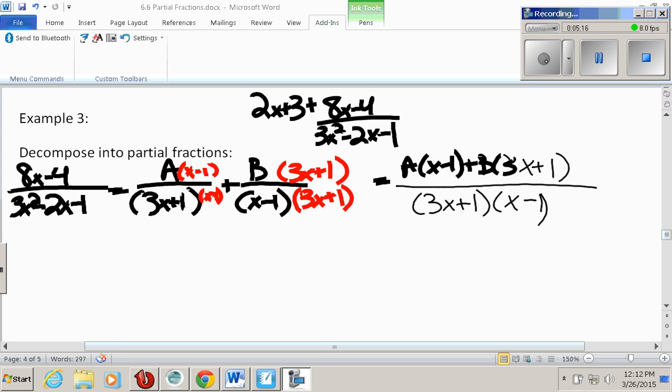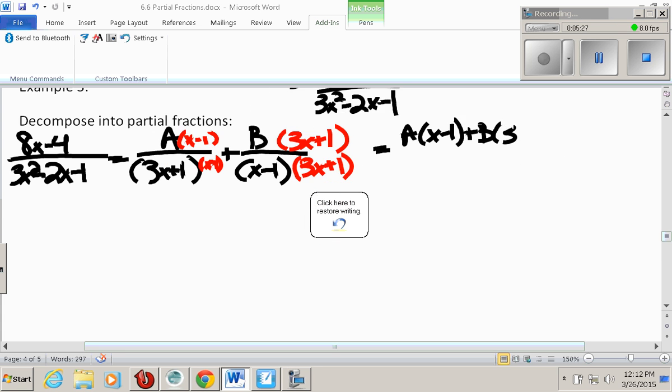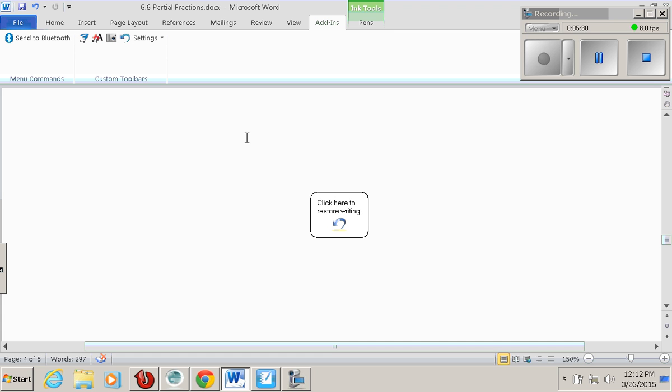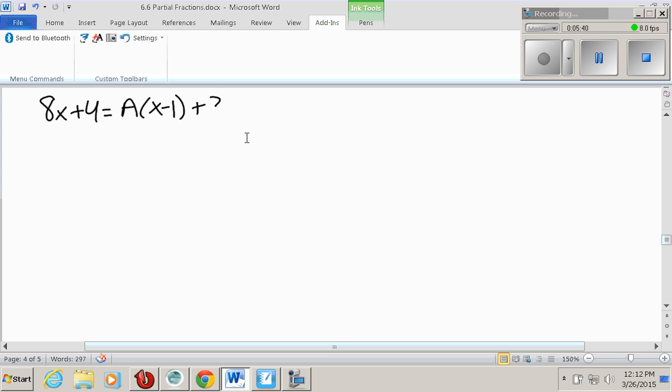Okay, so now that we have this, apologies for how this looks. We're going to delete it in a second. We can now set the numerators equal to each other. Okay, so I'm going to delete this. I'm going to scroll up. Okay. So we can set 8x plus 4 equal to A times x minus 1 plus B times 3x plus 1.